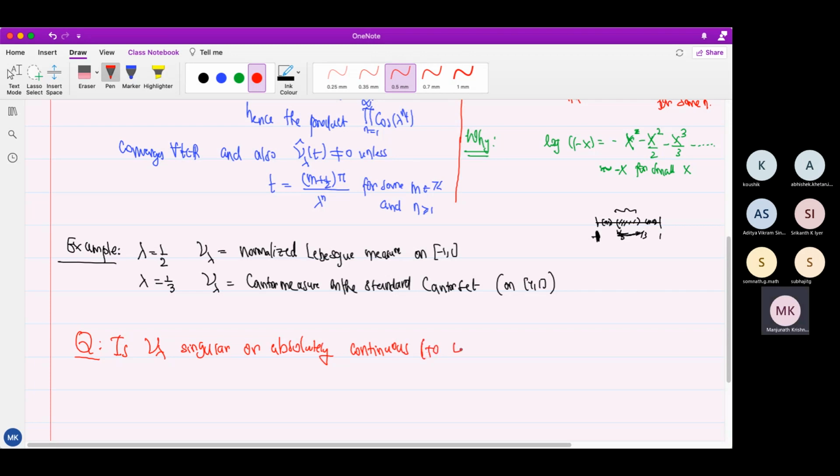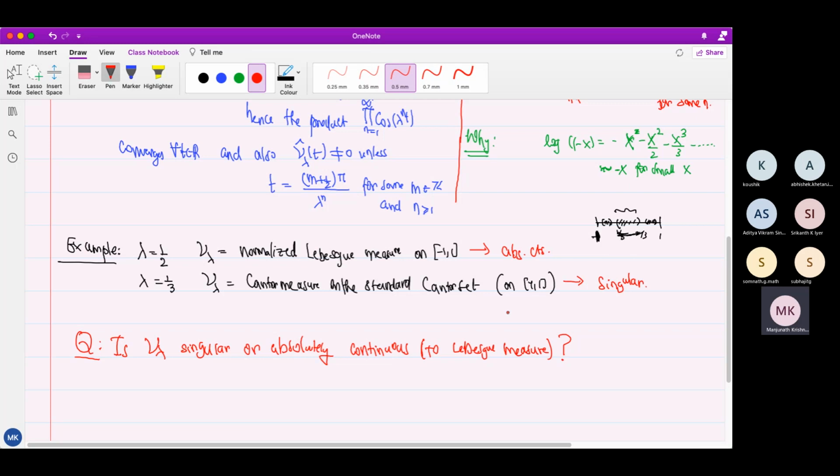Always with respect to Lebesgue measure. I won't be saying "with respect to Lebesgue measure" whenever I talk about singular or absolutely continuous measures on the real line. Okay, is it singular or is it absolutely continuous? This is the question. What we see is that this one is absolutely continuous. This is actually singular.